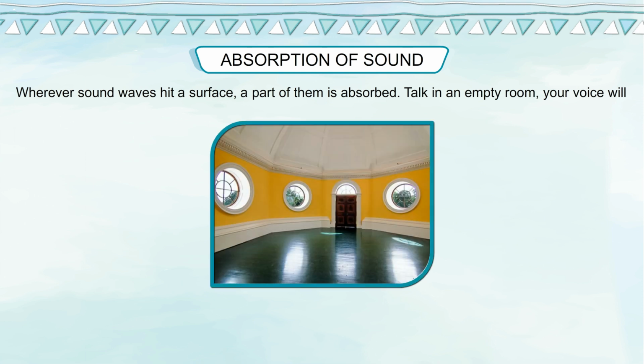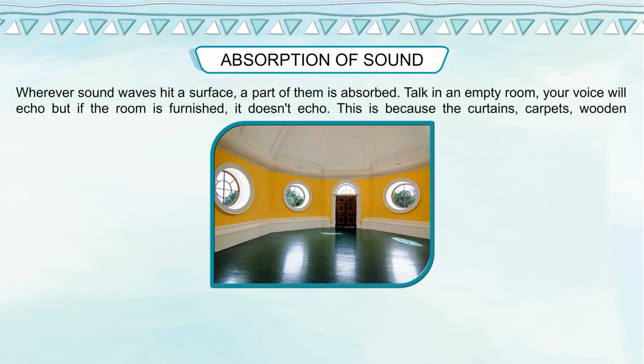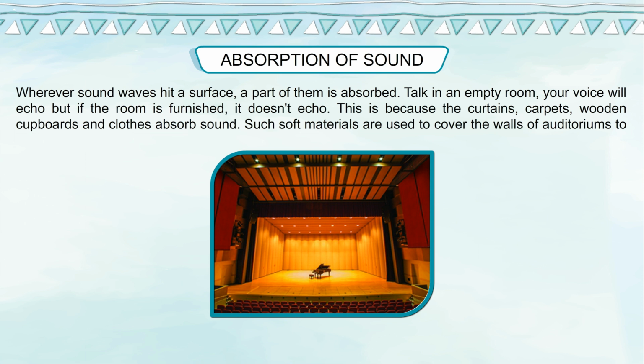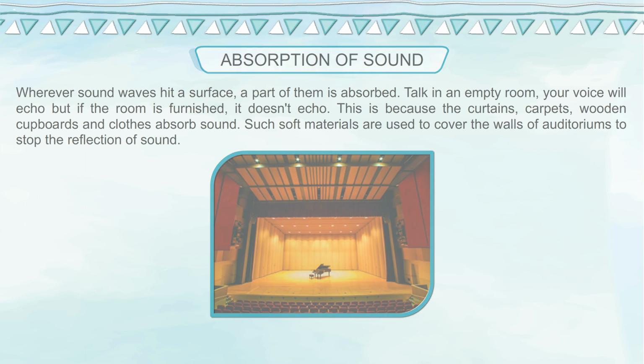Absorption of sound. Wherever sound waves hit a surface, a part of them is absorbed. Talk in an empty room. Your voice will echo, but if the room is furnished, it doesn't echo. This is because the curtains, carpets, wooden cupboards, and clothes absorb sound. Such soft materials are used to cover the walls of auditoriums to stop the reflection of sound.